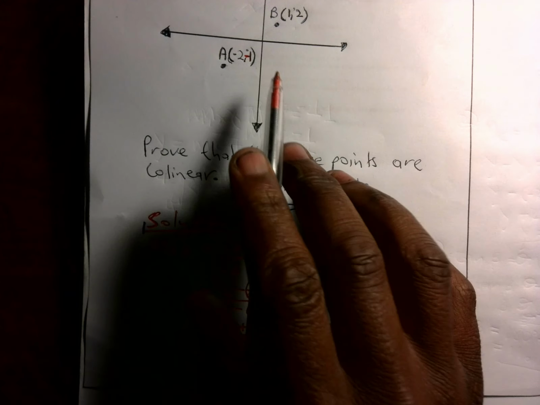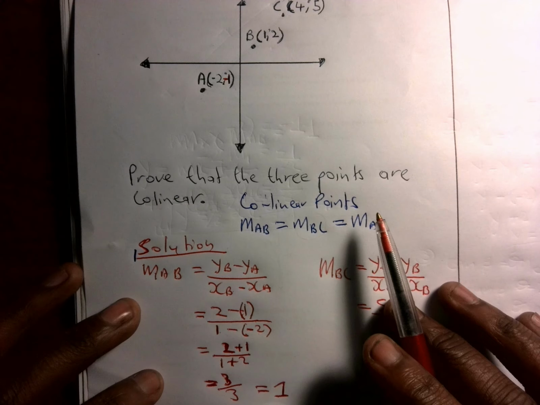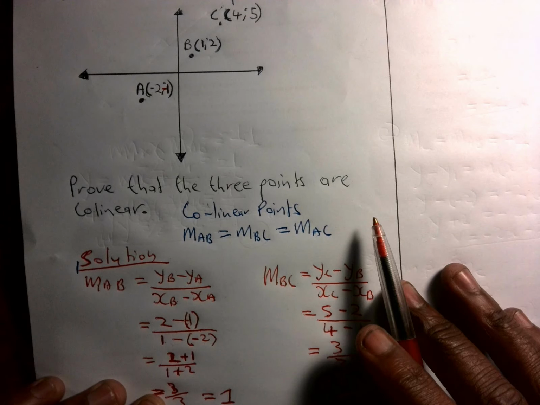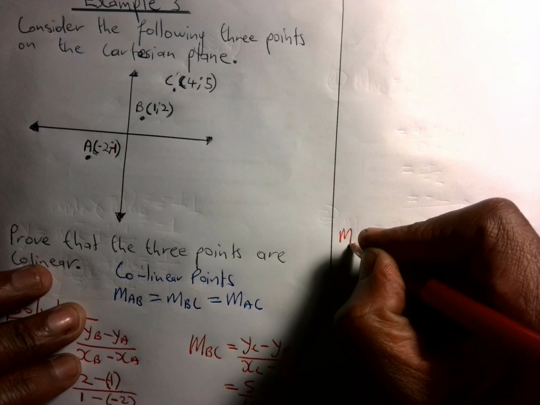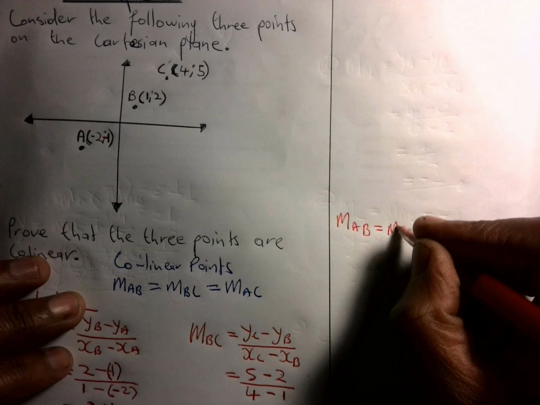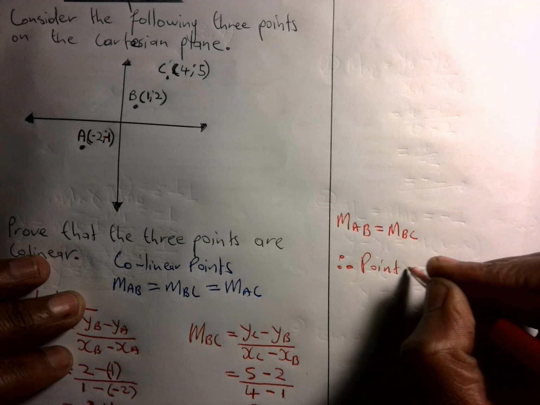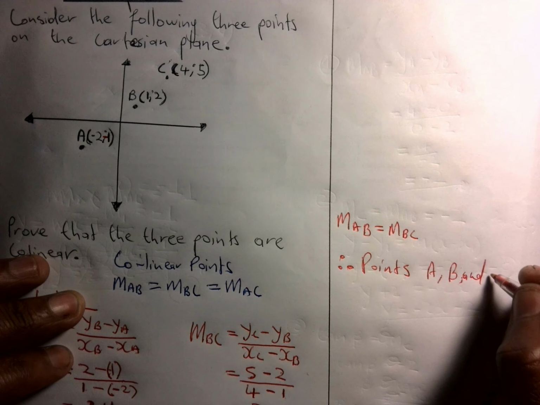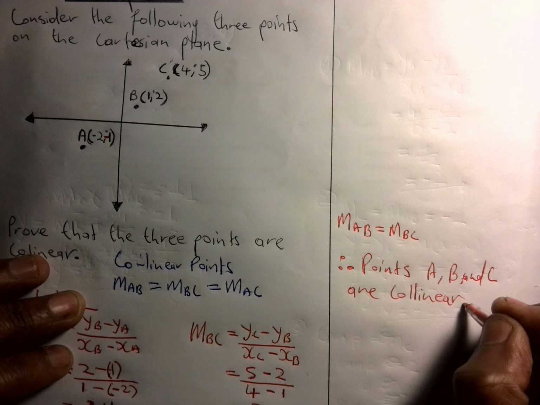Sorry for that. But to calculate the gradient, it is the same as you've been calculating with the previous examples. So we can see that MAB is equal to MBC. Therefore the points A, B and C are collinear. That's how we prove collinear points.